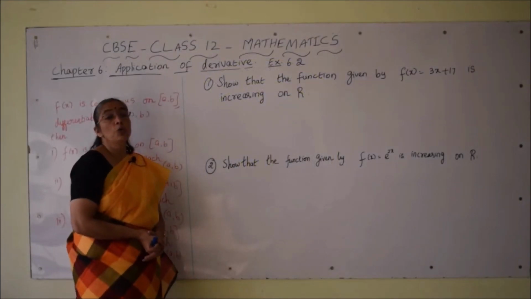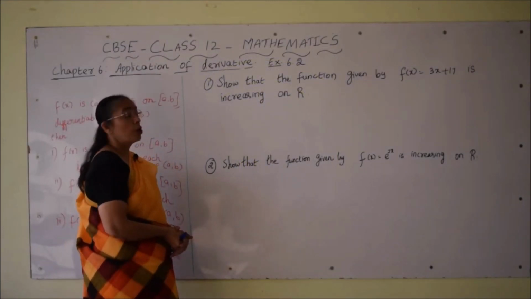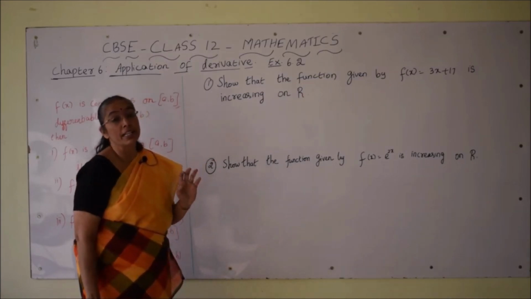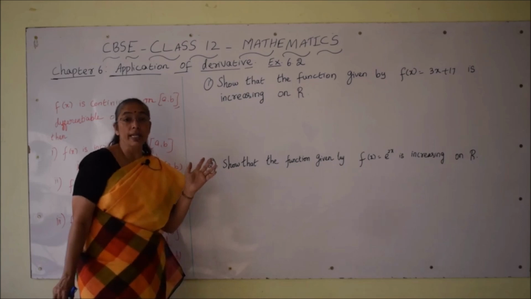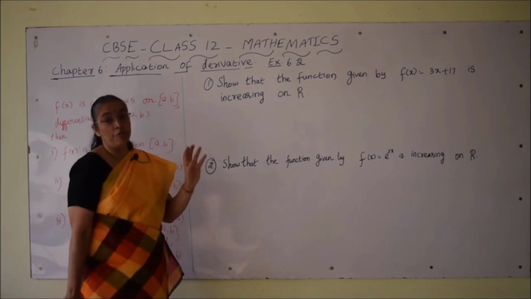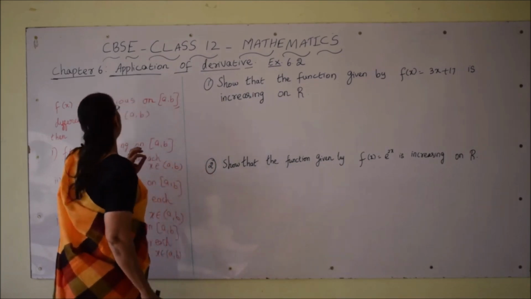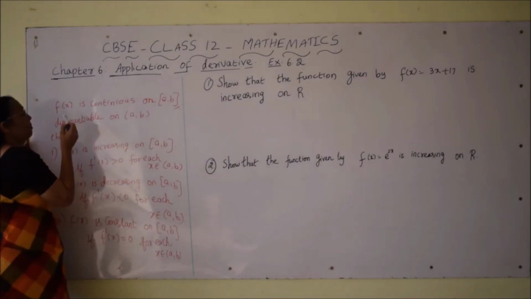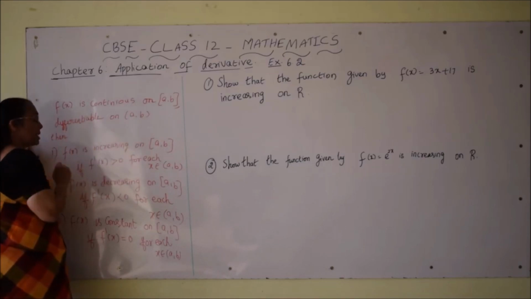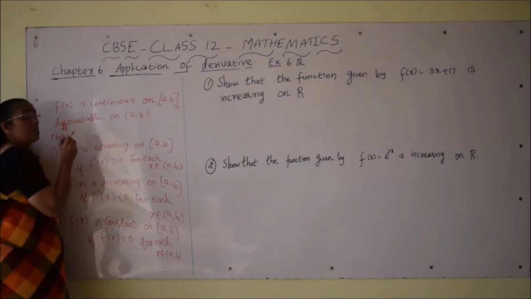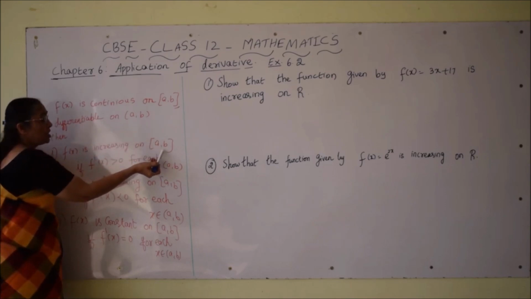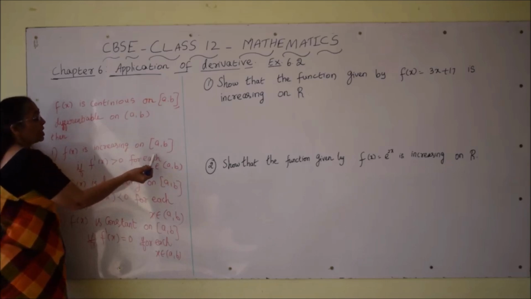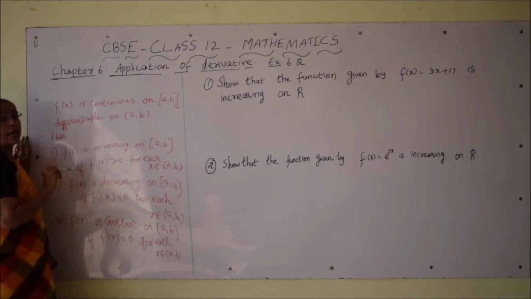Exercise 6.2. In this exercise, we are going to solve one of the applications of differentiation: increasing and decreasing functions. First, let us recollect the basic definition. If the function f(x) is continuous on the closed interval [a, b] and differentiable on the open interval (a, b), then f(x) is increasing on the closed interval [a, b] if f'(x) is greater than 0 for each x belonging to the open interval (a, b).